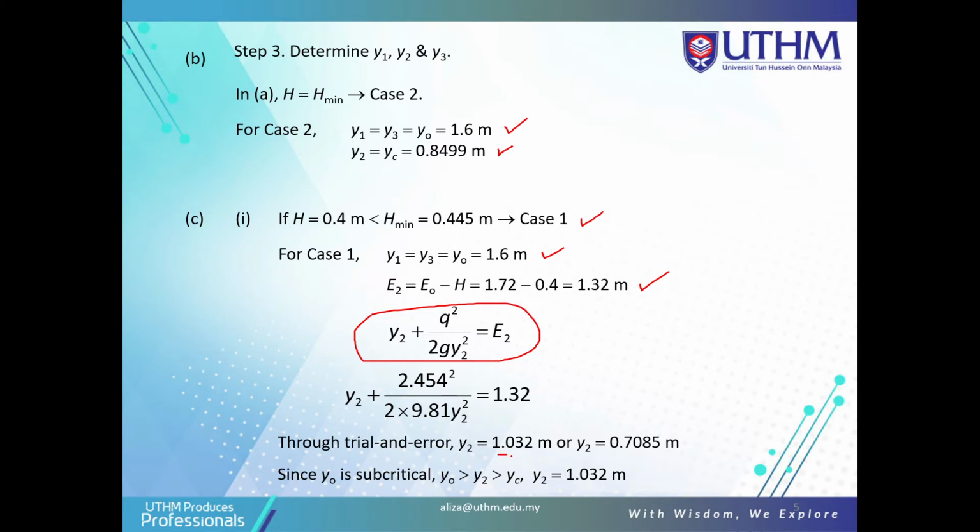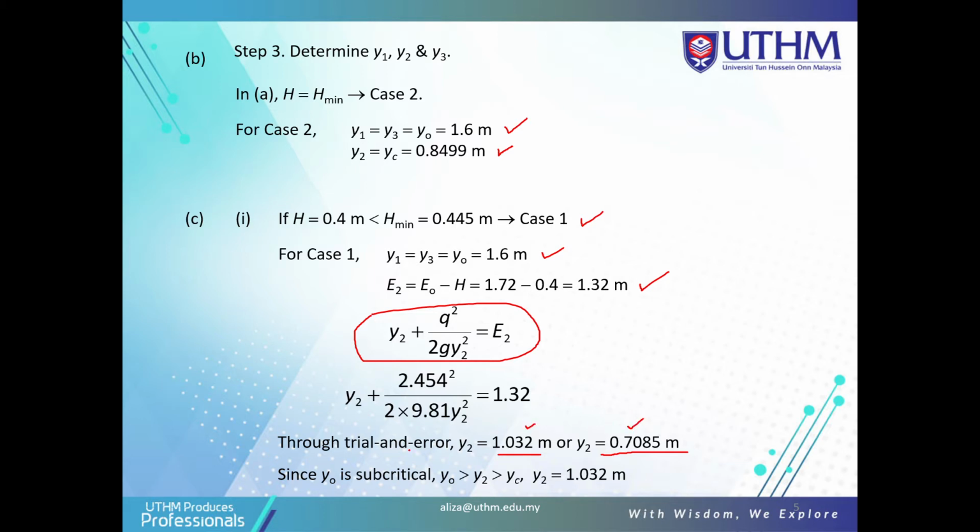The Y2 is 1.032, and Y2 is also 0.7085 meter. So you get the value here. Maybe you can use the graphical method, or you can use trial and error. So you get the value of this one and also this one.